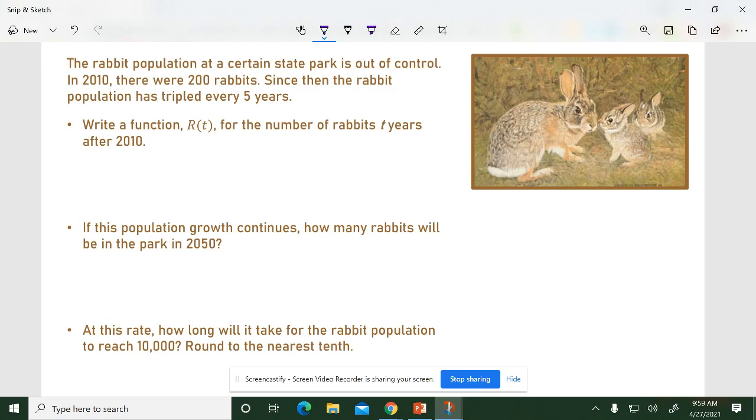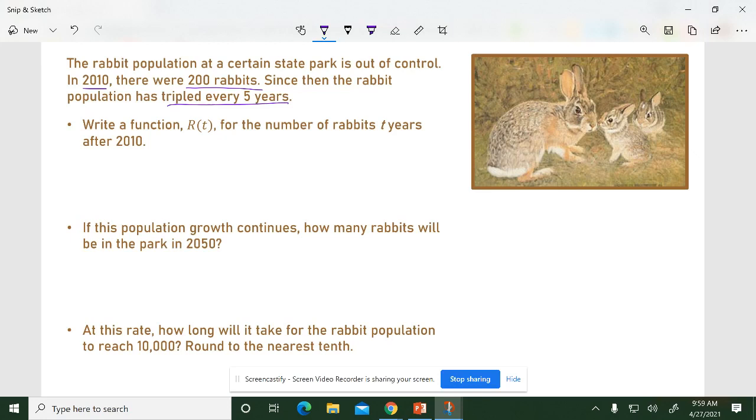In 2010, we had 200 rabbits. But since then, since 2010, the population has taken off and has tripled every 5 years. And we want to come up with a function that represents this, where we could plug in any number of years after 2010, and it would tell us how many rabbits would be in the park.